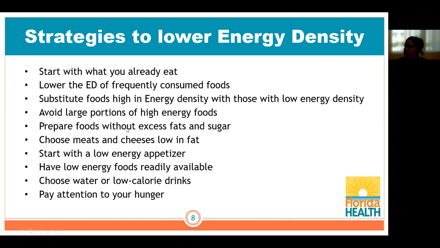The next thing is to start with a low energy appetizer. This is particularly true if you're eating out. Either start with a salad or maybe a soup. That's always going to fill you up. Just keep in mind that you want to choose a healthy soup or salad. You don't want to be choosing a broccoli cheddar soup, because even though that's a little bit lower in energy, it still has a ton of cheese and a ton of fat. So just keep that in mind.